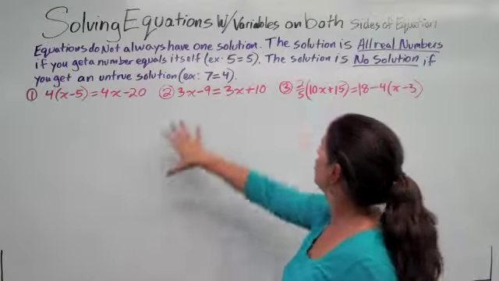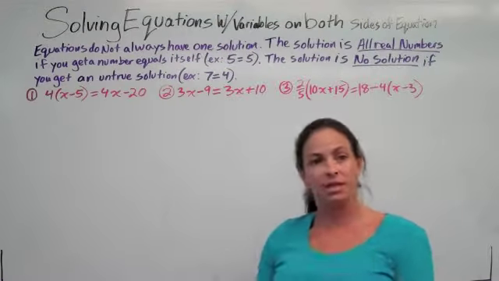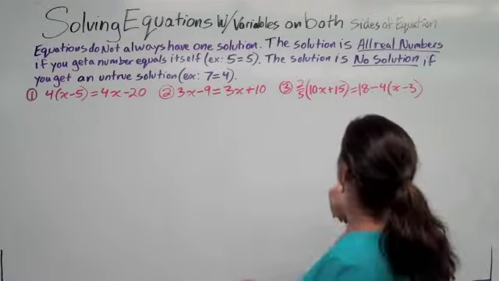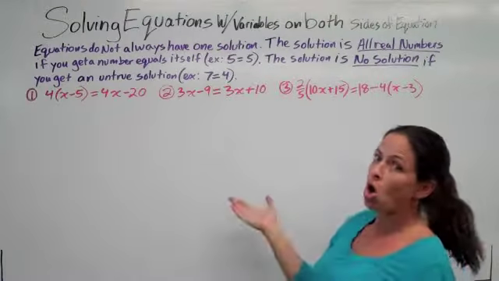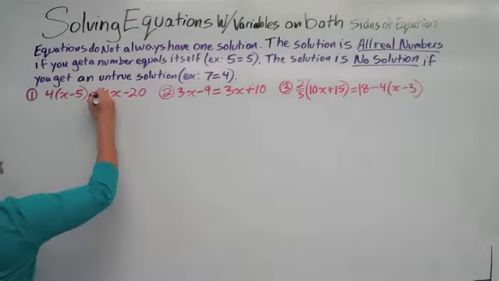Okay? So we're going to try out these 3 examples and see if any of those other options happen besides getting one solution. We might instead get no solution, or all real numbers is the solution. So we're going to start here. We are going to build our fence.